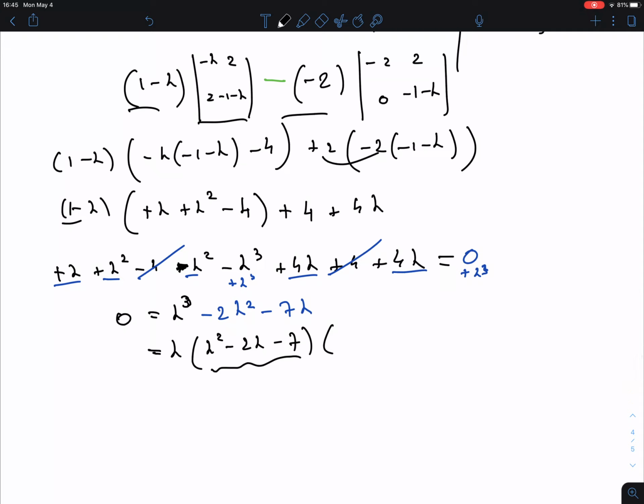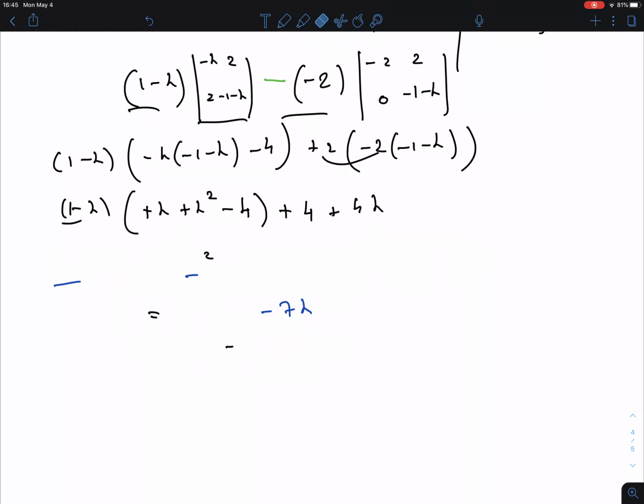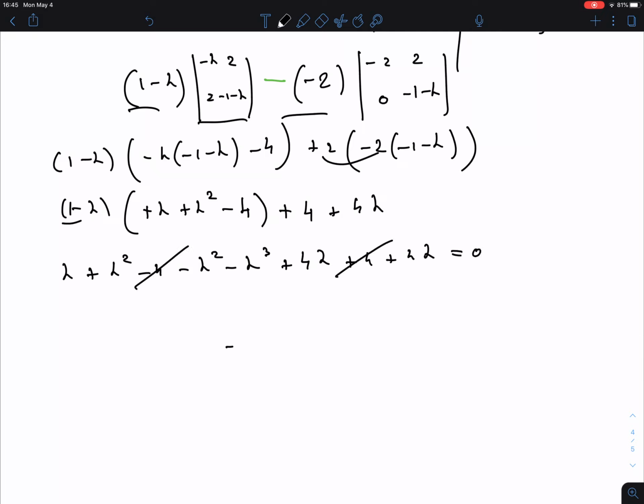So let me do the part from here over again, otherwise it gets confusing. I'm sorry for the little hiccup. Okay, so this was expanded wrong. So we have this. Now let's expand this. This is lambda plus lambda squared plus minus 4. And now we multiply by negative lambda, so minus lambda squared minus lambda cubed plus 4 lambda plus 4 lambda equals 0. So the negative 4 and the 4 cancel.